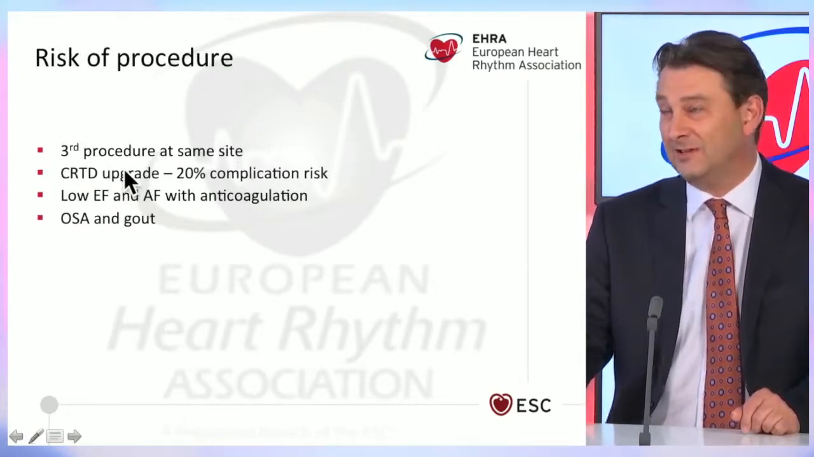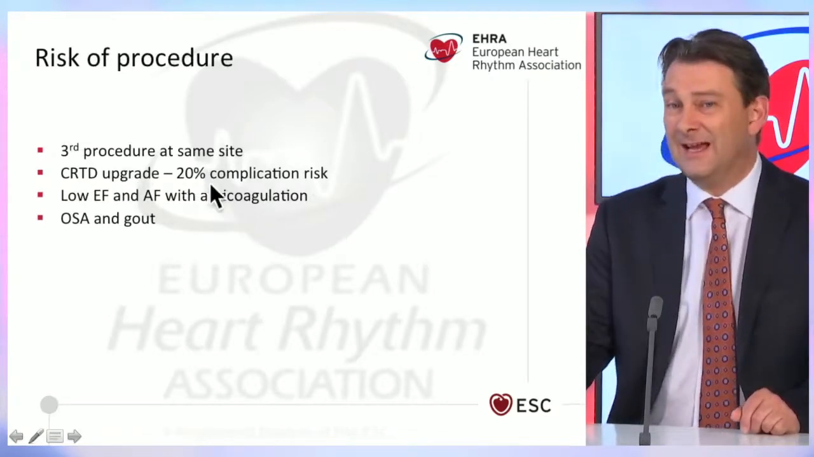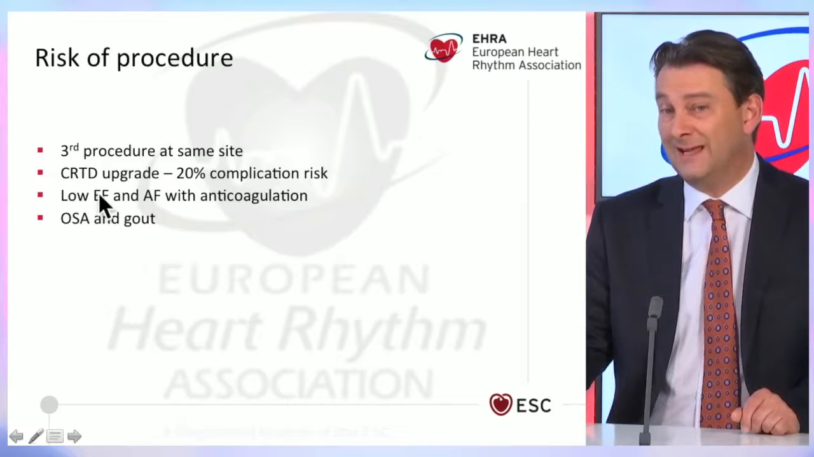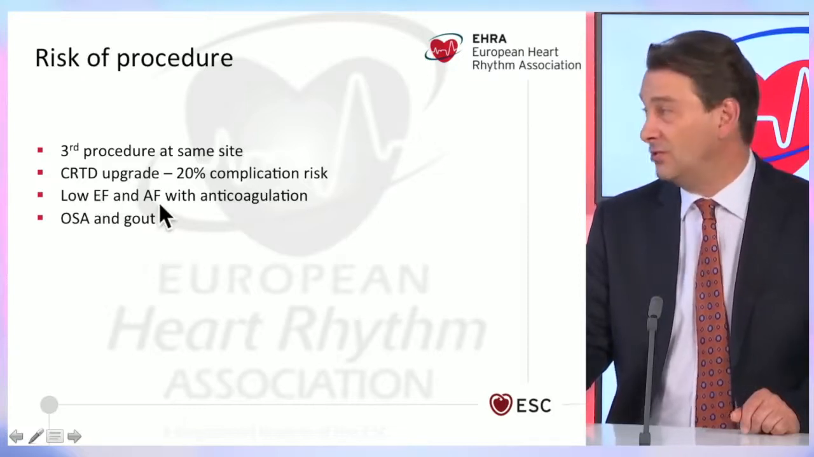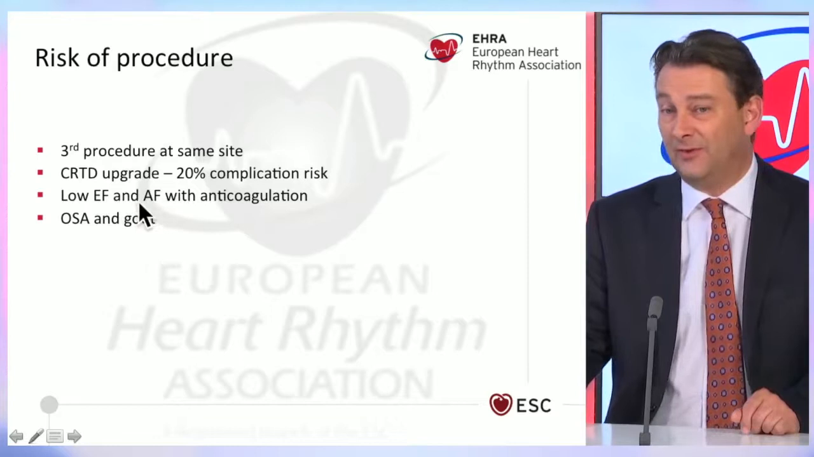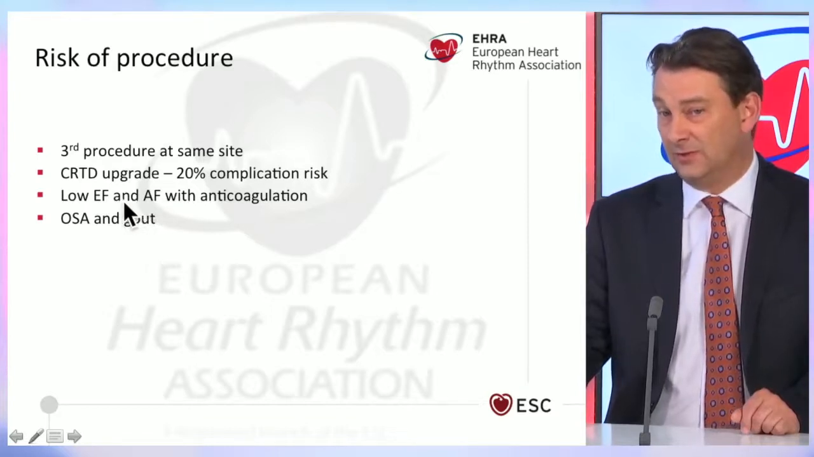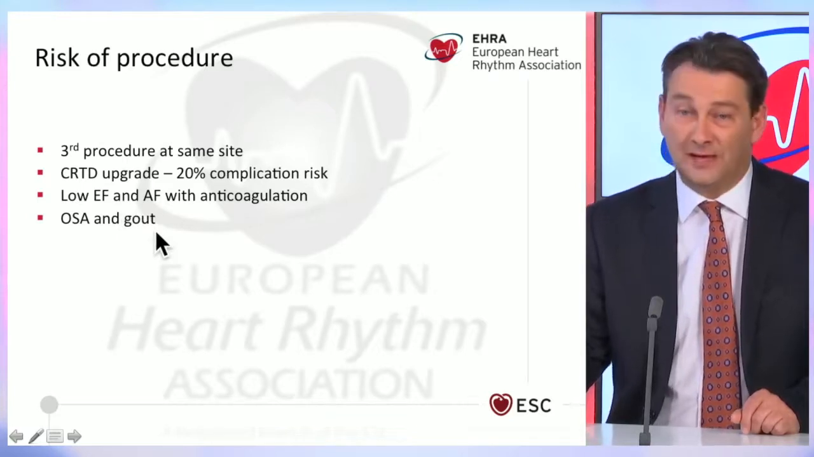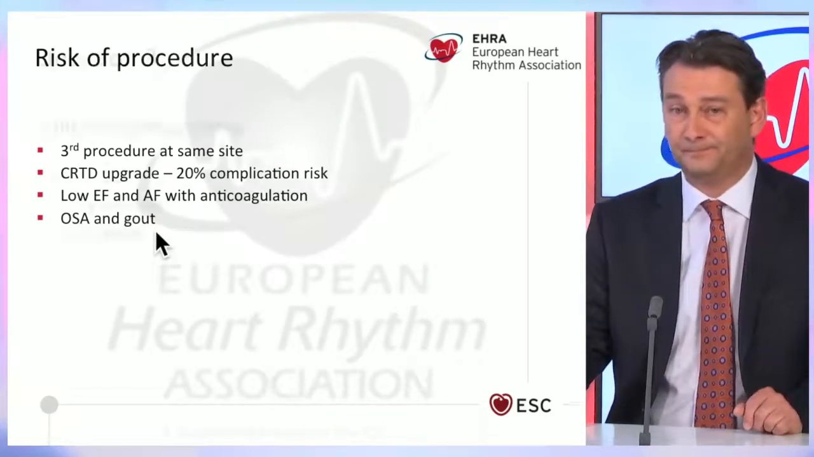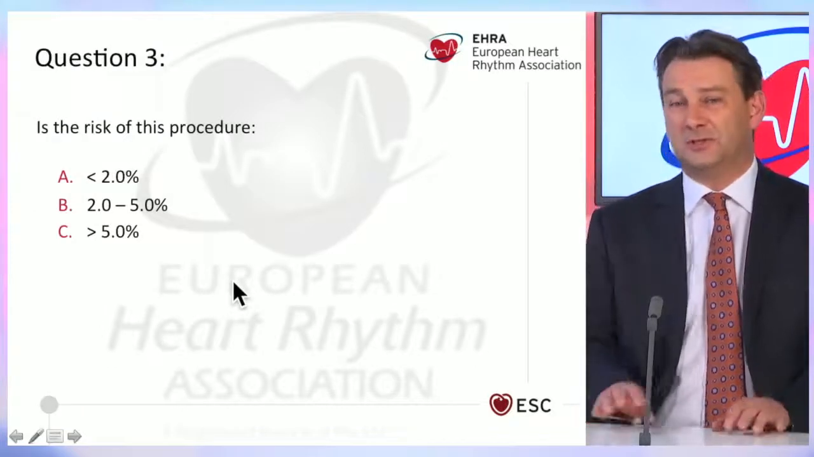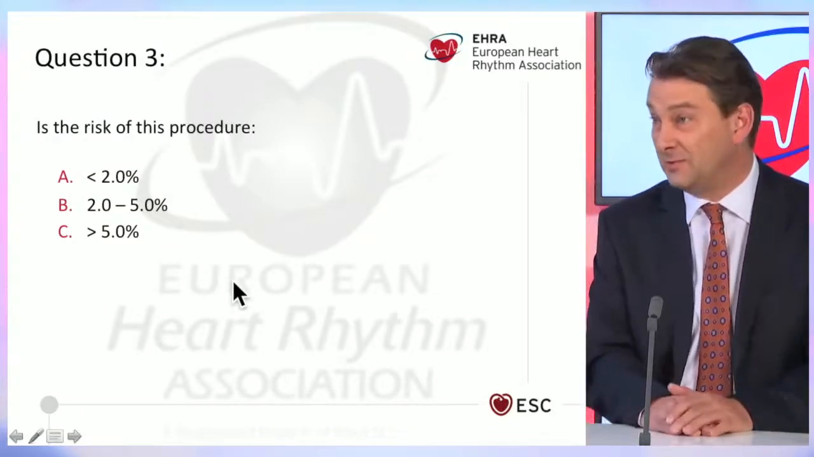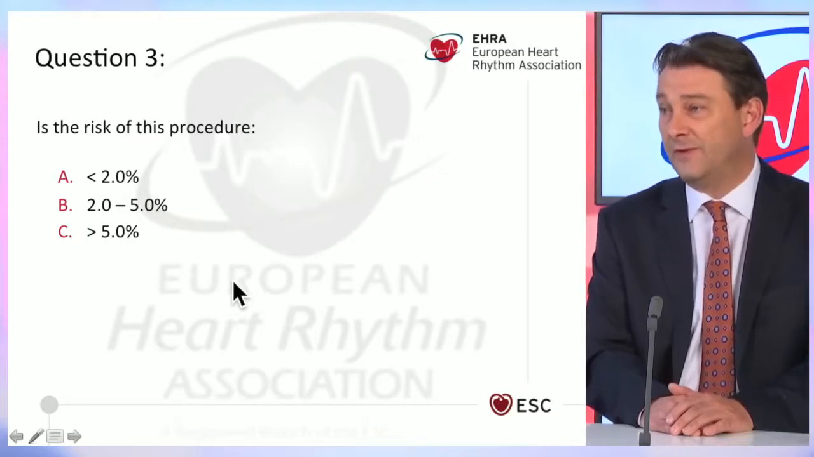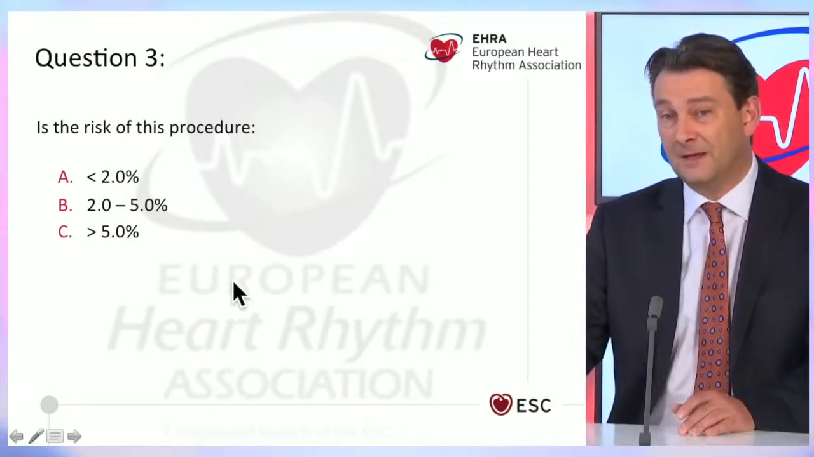We know that CRTD upgrade from the Kirkfeld data has at least a 20% complication rate, much of which will be infection. He had new potential risk factors, that he was in persistent atrial fibrillation with anticoagulation, he had a low ejection fraction, and biochemical disturbance with gout and obstructive sleep apnea. So again, to the audience, in this case, they think the risk of this third procedure for infection is less than 2%, 2 to 5%, or above 5%.